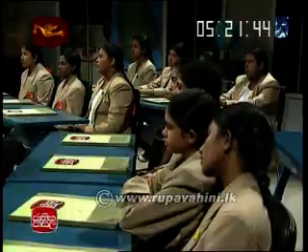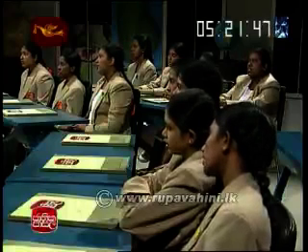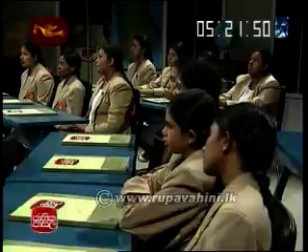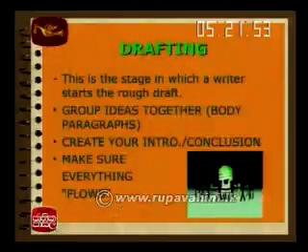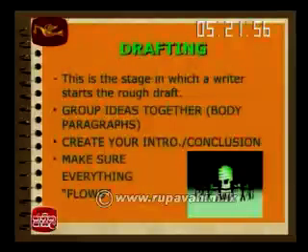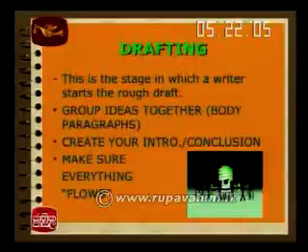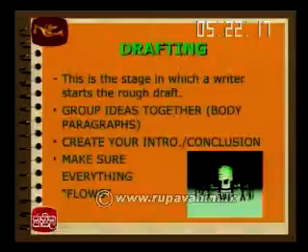In drafting, yes? This is the stage in which a writer starts the draft. Group ideas together. Body paragraphs. Create your intro, conclusion. Make sure everything flows. You need to see the connection. First paragraph, as I told you earlier, second paragraph, and the third paragraph, your piece of writing should flow. There should be a flow. If not, the reader will get bored. They will not read the whole piece of writing.